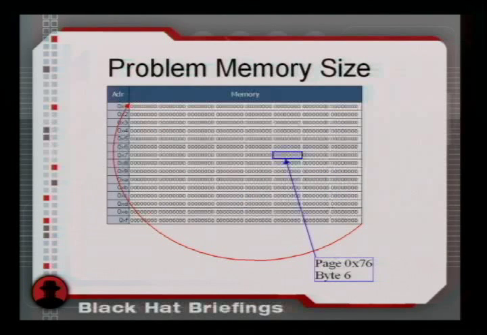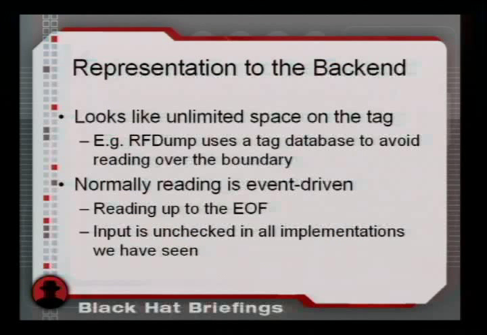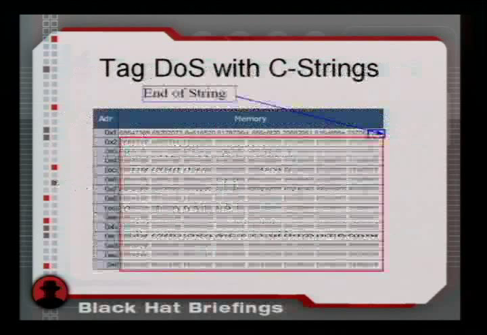And one big problem of most tags is that they just have a memory wrap. So if you try to read multiple pages, you get a multiple of this page back. So it appears that you have unlimited space on the tag. RFDump uses, for instance, a tag database to avoid reading over the boundary. But normally, the reading is event-driven. So they start reading up to the end of the field. And as always, input is unchecked in all implementations we have seen.